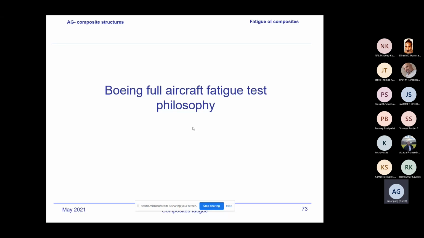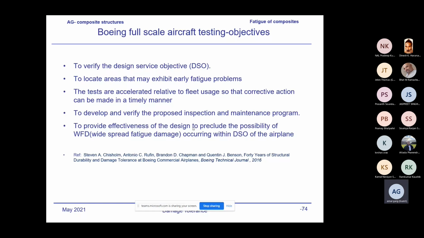Boeing full aircraft fatigue test philosophy. The objective of full-scale aircraft testing is to verify the design service objective. This is a requirement from FAA, which I told last time, to locate areas that may exhibit early fatigue problems. The tests are accelerated relative to field usage so that corrective action can be made in a timely manner, to develop and verify the proposed inspection and maintenance program, and to provide effectiveness of design to preclude the possibility of WFD occurring. So basically, it is to cover WFD or any surprises which may happen during the testing of the aircraft. That's what it is done for.